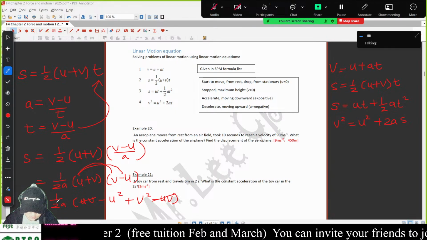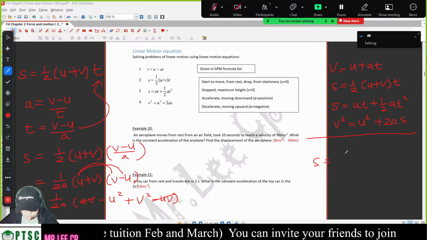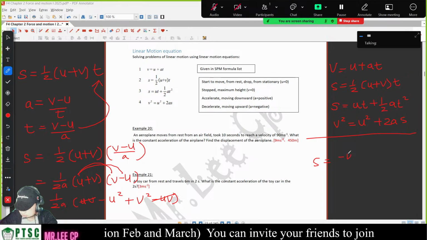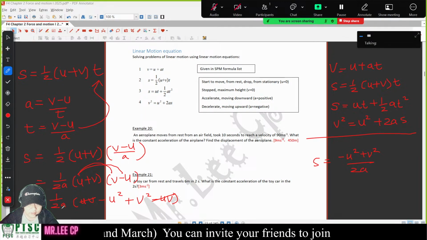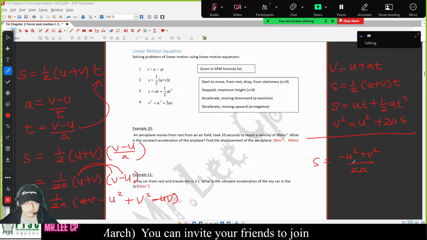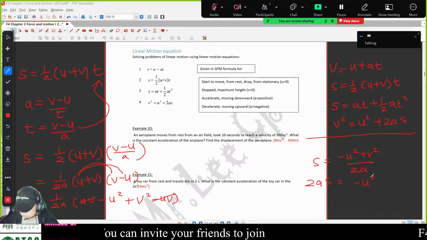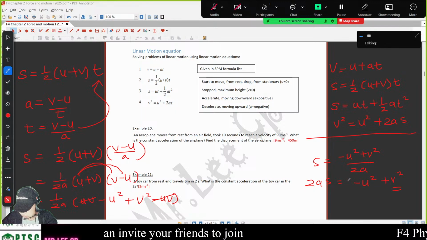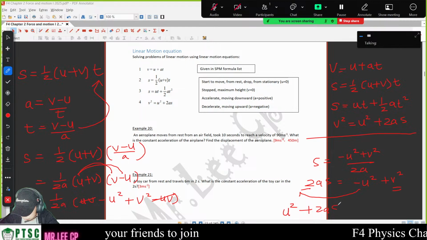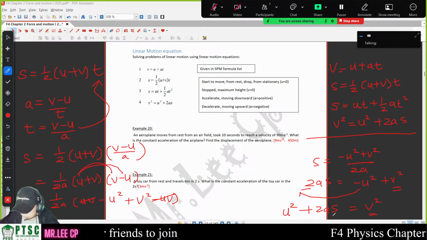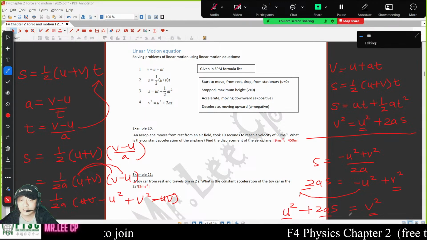So now this one I times it up. What do I have is S is equal to 1 times this negative U square plus V square over 2A. Right? So 2A is at the bottom, so I times the 2A to here. 2AS is equal to negative U square plus V square. So I leave the V square, I don't want to see the negative, so I bring it to here. So this is U square plus 2AS. So V square is equal to U square plus 2AS. That's how you get all the formula here.